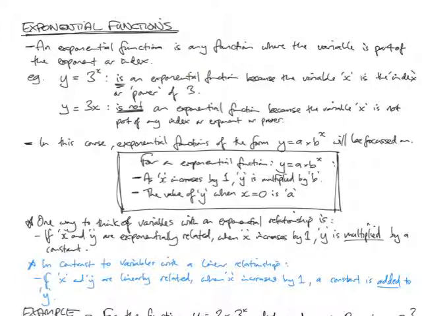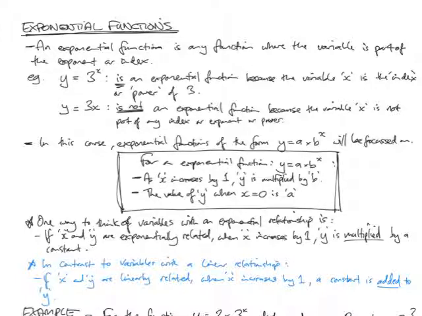So for example, y is equal to 3 to the power of x. This is an exponential function because the variable x is the index or power of 3. X isn't like in a linear equation where it's not a power, it's just times by other numbers. So this example here is not an exponential function because the variable x is not part of any index or exponent or power. In fact, there's no exponent or power in that equation at all. So this is an exponential function because the variable x is part of the power.